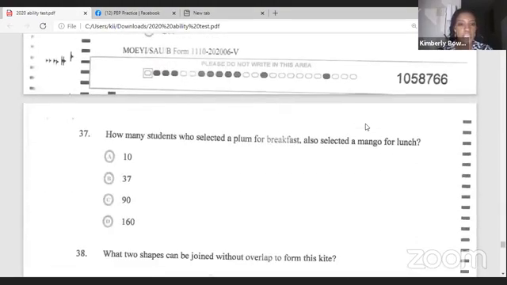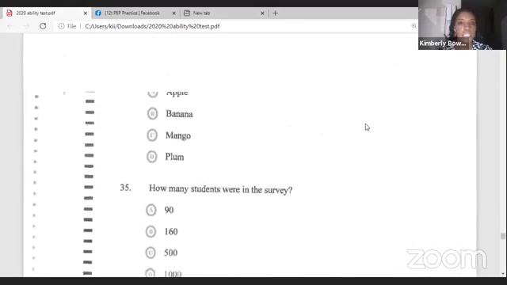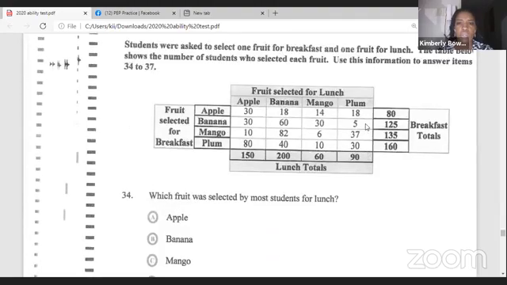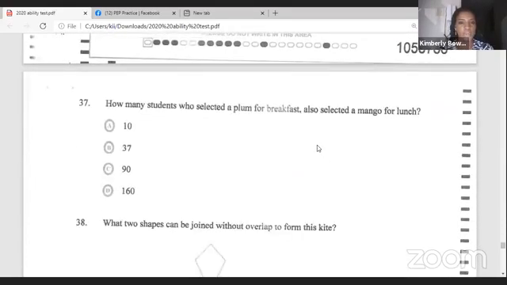Let's look at number 37. How many students who selected plum for breakfast also selected mango for lunch? Plum for breakfast, mango for lunch. Let's look at it. So you're looking in the breakfast section for plum, and you're looking in the lunch section for mangoes, and that's 10. Plum intersecting with mango, that's 10 there. 10 is our answer.